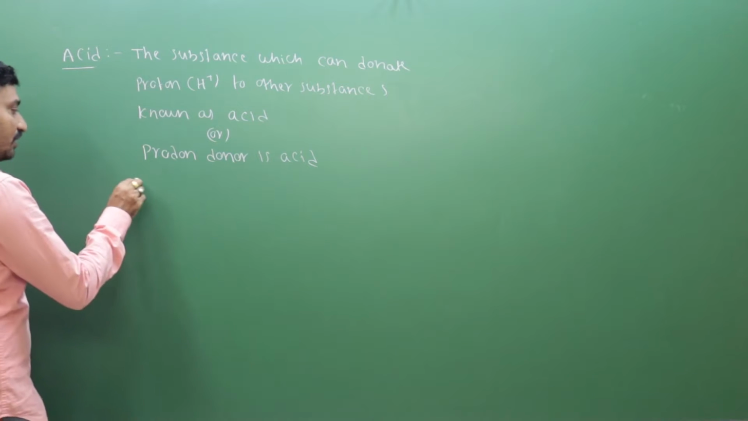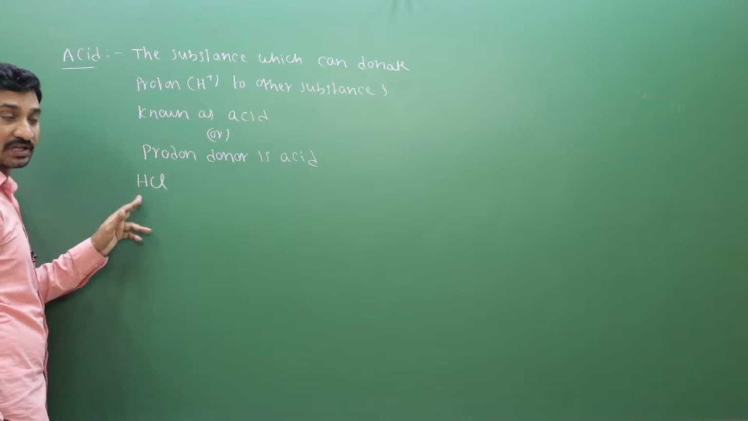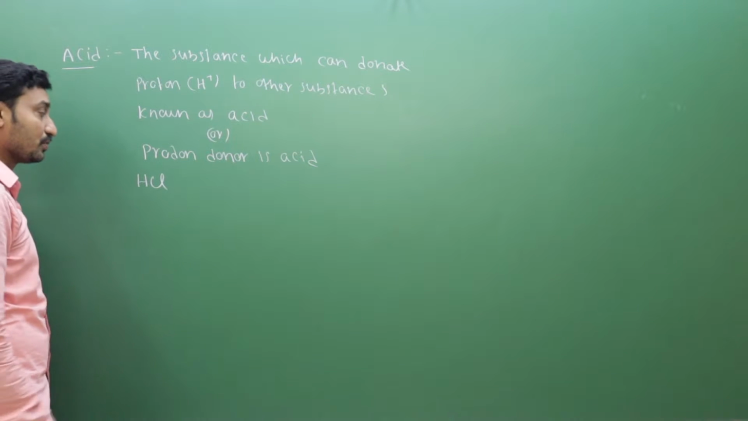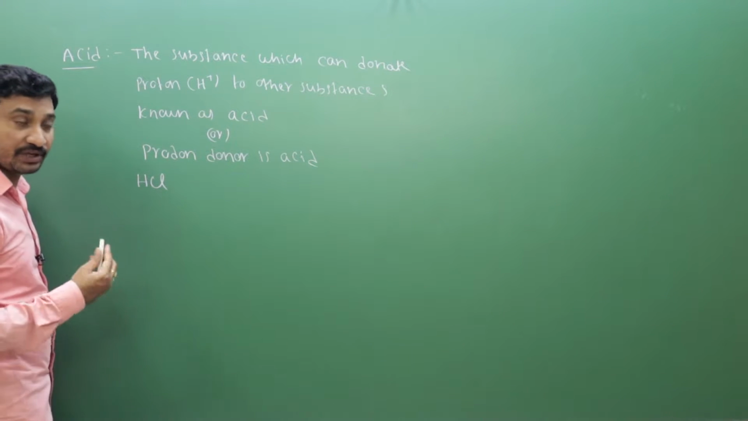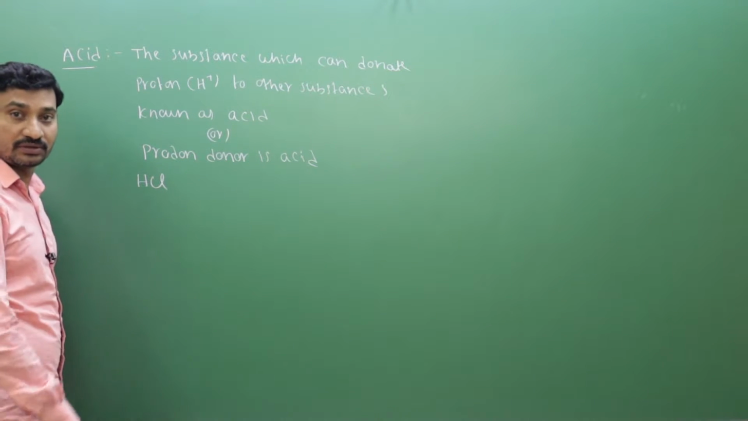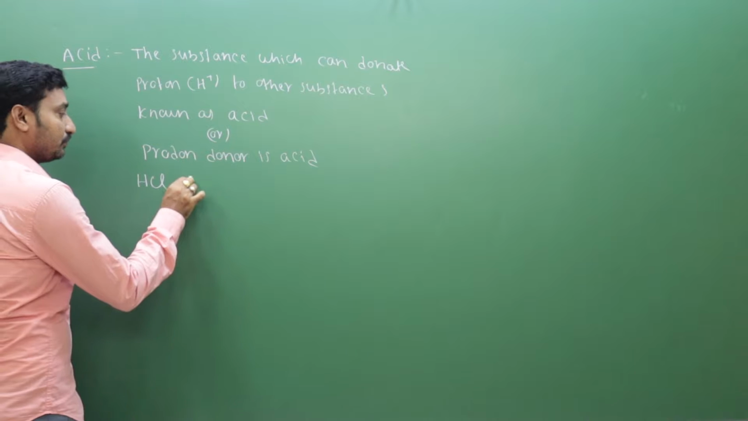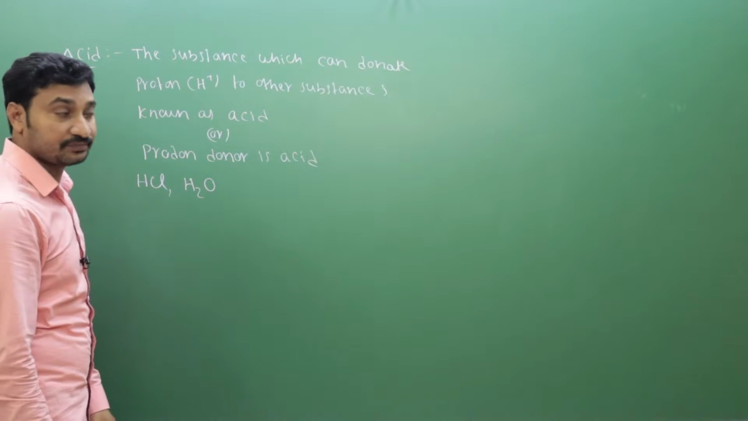Examples: HCl. In HCl, a proton is there, H plus, so it can donate a proton. So HCl is an acid according to Bronsted-Lowry, and also HCl is an acid according to Arrhenius theory. H2O is an acid according to Bronsted-Lowry theory.